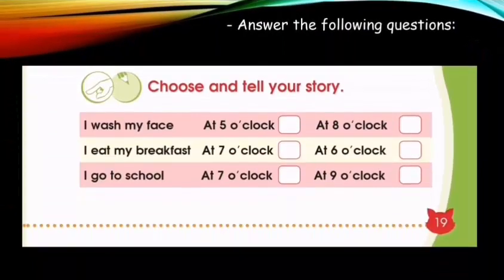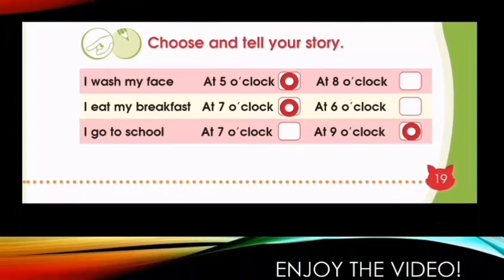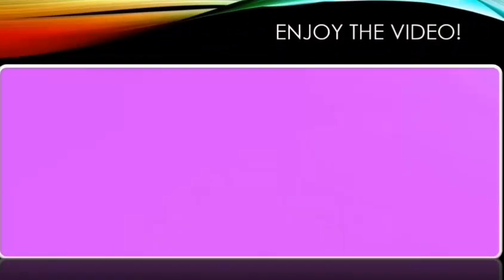Choose and tell your story. I wash my face at 5 o'clock or at 8 o'clock. For me, I wash my face at 5 o'clock. Yes, I eat my breakfast. Then I pray. Then I'm going to eat my breakfast at 7 o'clock. Yes, that's right. I go to school at 9 o'clock. That's good. Okay, my children.